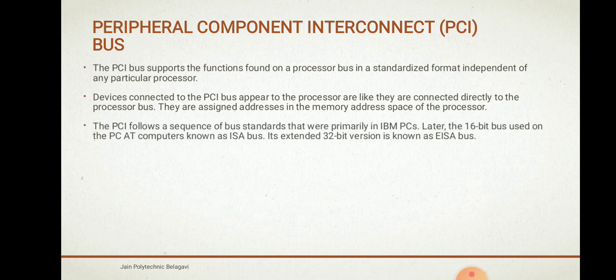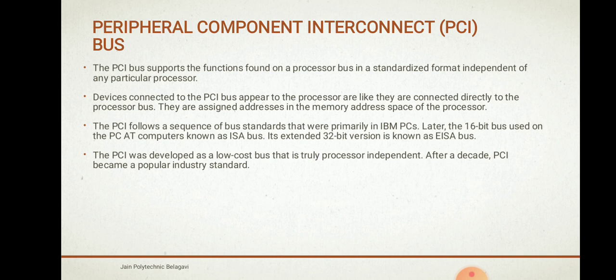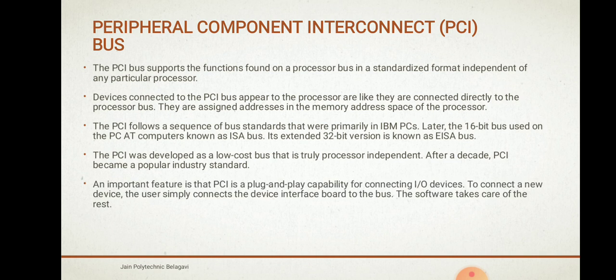The PCI follows the sequence of bus standards that were primarily used in the IBM PC. So there are a number of standards that were used in IBM PCs. Later, the 16-bit bus used on the PC, also known as the ISA bus, had its extended 32-bit version, also known as the EISA bus. Now, the PCI was developed as a low-cost bus that is truly processor independent. After a decade, PCI became a popular industry standard. An important feature is that PCI has plug-and-play capability for connecting input-output devices. That is, to connect a new device, the user simply connects the device interface to the board, and the software takes care of the rest.